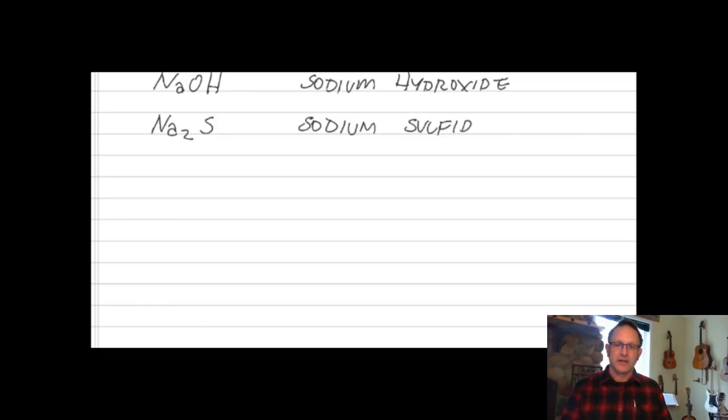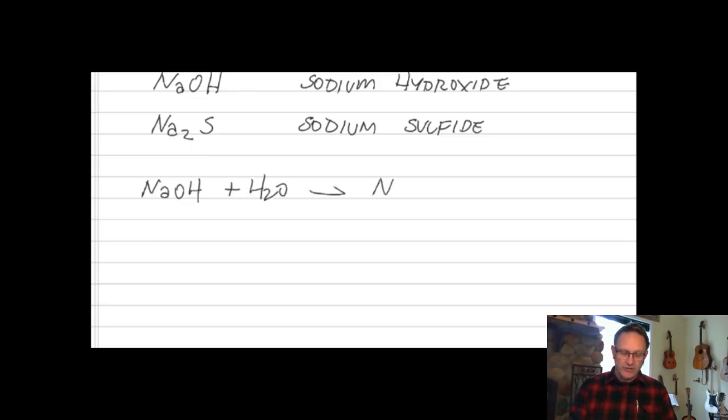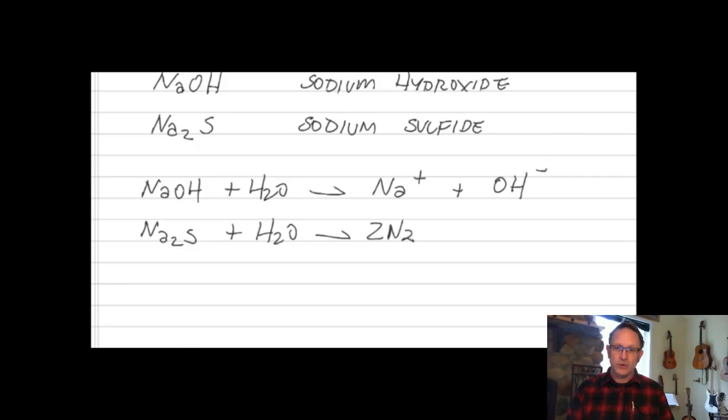Now I'm going to write this down. The writing tends to lag a little bit, so bear with me. So let's review the stoichiometry. If we take sodium hydroxide and dissolve it in water, we get 1 mole of sodium and 1 mole of hydroxide. If we take sodium sulfide and dissolve it in water, you get 2 moles of sodium, 1 mole of hydroxide, and 1 mole of hydrogen sulfide.